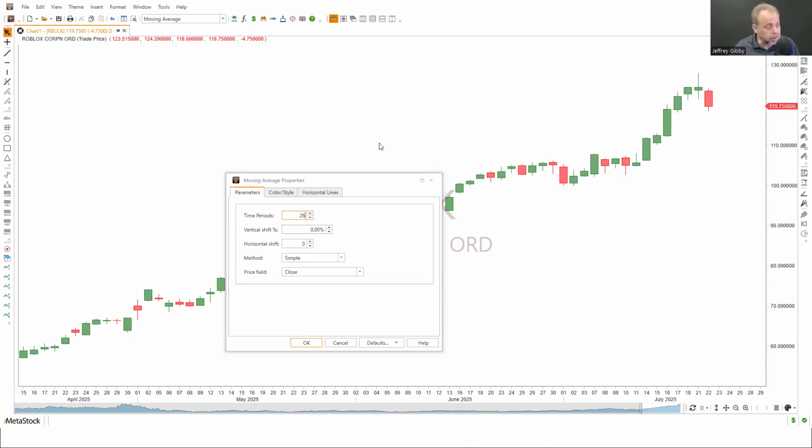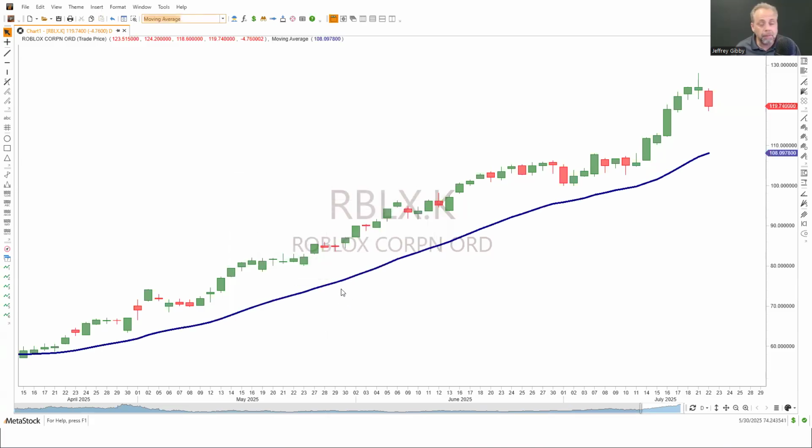What I'm going to do here is I'm going to make this a 26 period exponential moving average. That would be the longer term moving average that would closely relate to the one Gerald used. Okay. I'm going to come in here. I'm going to make it blue. I'm going to make it a little bit fatter. I'm going to go ahead and click OK. I've got it on the chart.